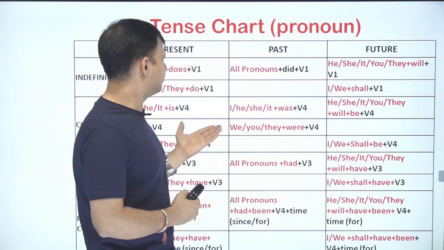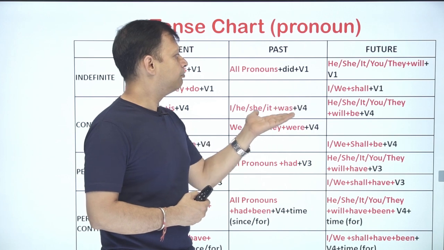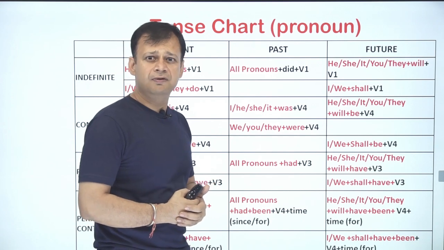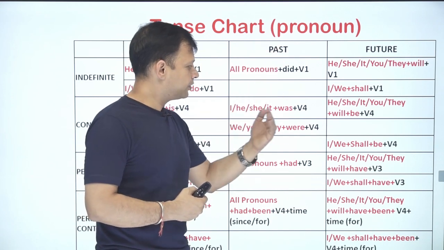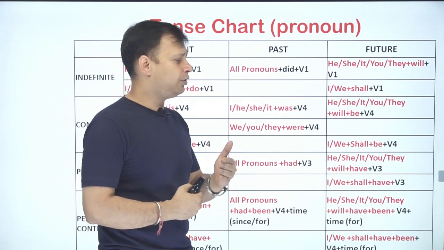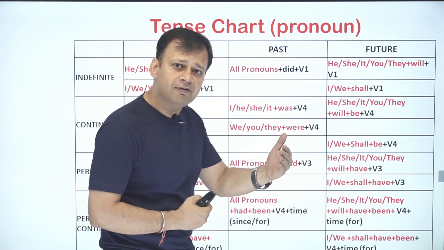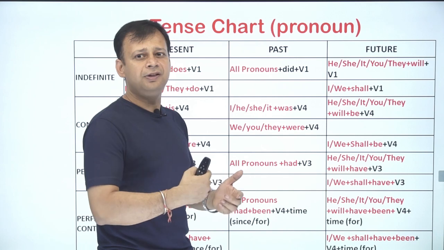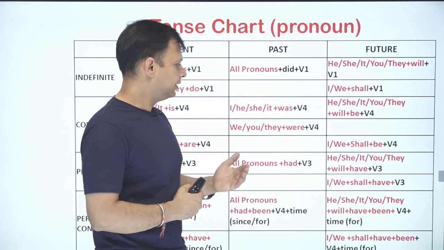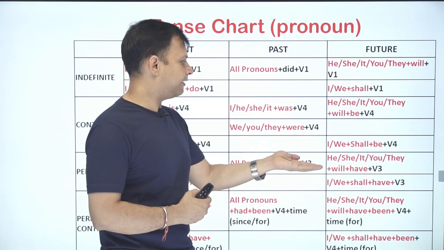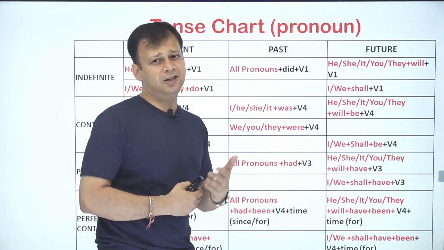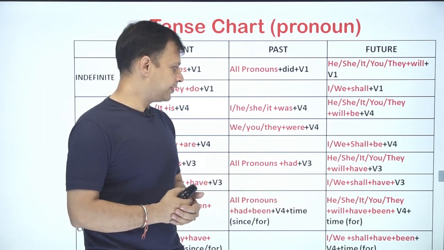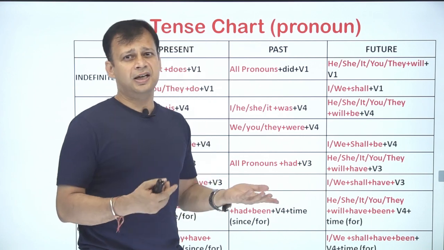In case of future continuous, he, she, it, you, they plus will plus be plus V4. I and we should go along with shall plus be plus V4. Same thing can be replicated in future perfect tense also. He, she, it, you, they plus will plus have plus V3. And I and we can go along with shall plus have plus V3. In case of future perfect continuous, he, she, it, you, they plus will plus have plus been plus V4 plus time, only for in the future tense as we have discussed already. And I and we can go along with shall plus have plus been plus V4 plus time, only for.